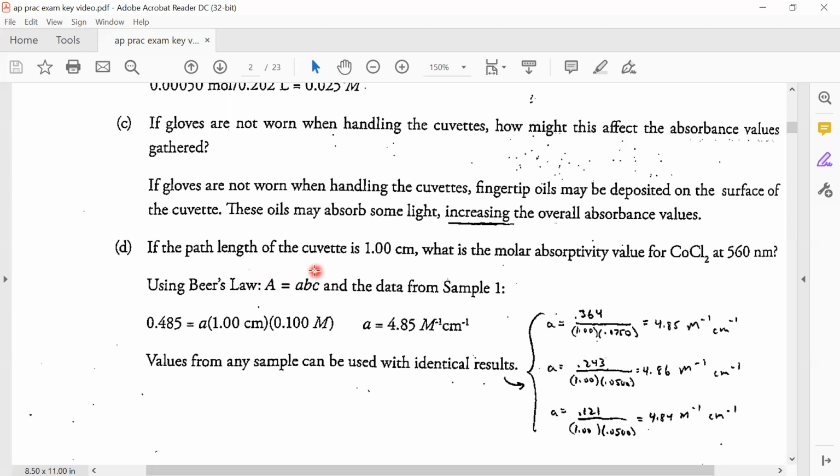So then if I know the units on B, which is centimeters, and I know the units on C, which is molarity, A must be what? Centimeters to the -1 and molarity to the -1 to cancel out the units on B and C, giving no units right here. So that's why I know the units for the molar absorptivity constant A is M^-1 cm^-1 in this case.